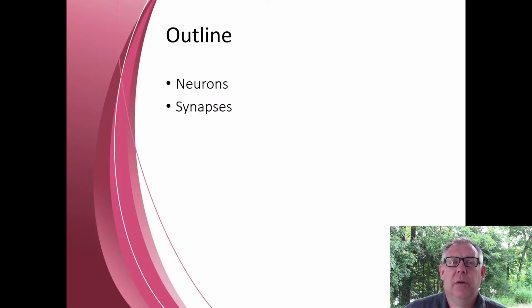I want to talk a lot about neurons. And so these are the cells, the nerve cells that are central to the whole nervous system, and also synapses. And although this is kind of a small outline, both of these, there's a lot of detail. So we're going to get to quite a bit of detail about both of these things.